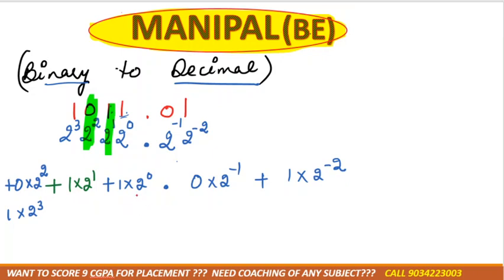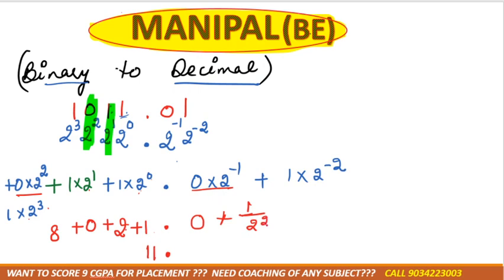So how can we represent it? 2 raised to power 0, anything raised to power 0 is always equal to 1, so 1 plus 2, right? Plus 0 multiplied by anything is 0, and 2 raised to power 3 is 8. So it would be 8 plus 2 plus 1, which is 11, correct? Then after the point, 0 multiplied by anything is 0, plus 1 into 2 raised to power minus 2, which is 1 divided by 2 raised to power 2. So we can write it as 1 by 4, and 1 by 4 is 0.25. So the final answer we got is 11.25. Got it?